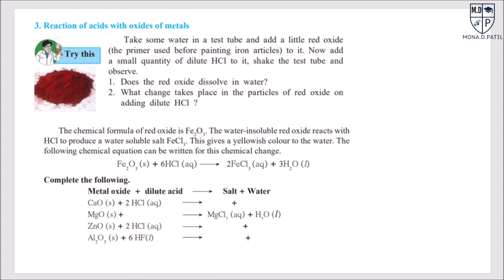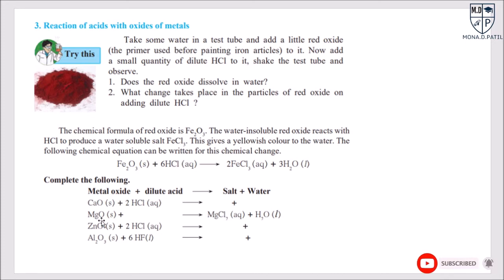Next, reaction of acid with oxide of metal. So here the chemical formula of red oxide is Fe2O3. The water insoluble red oxide reacts with hydrochloric acid to produce the water soluble salt FeCl3. This gives a yellowish color to the water. The following chemical equation can be written for the chemical change. So here iron oxide reacts with hydrochloric acid and obtains iron chloride as a salt and water. So here some reactions are given.